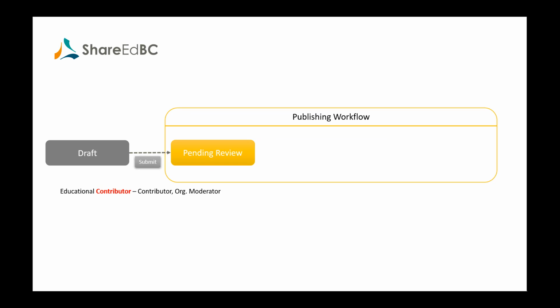We'd like to show you the publishing workflow through this simple diagram. Draft represents the contributor's creation of a new resource. The item passes anonymously to the publishing queue when the contributor hits Submit and is in pending review status.